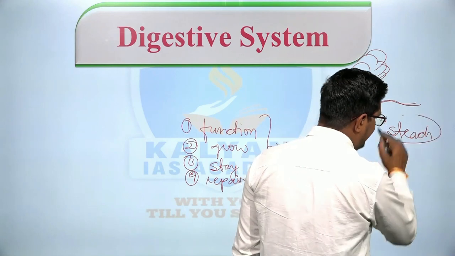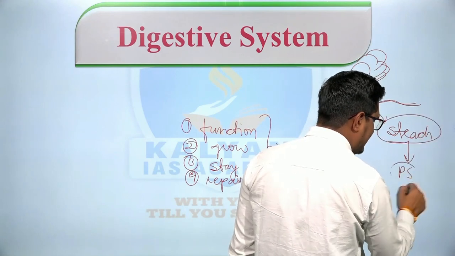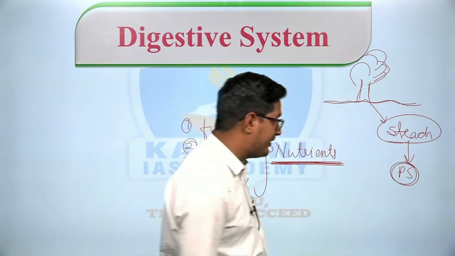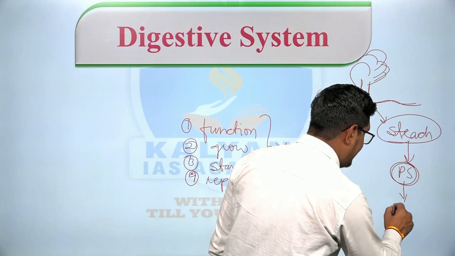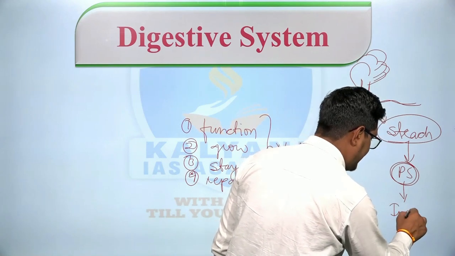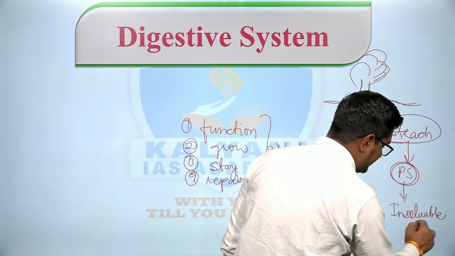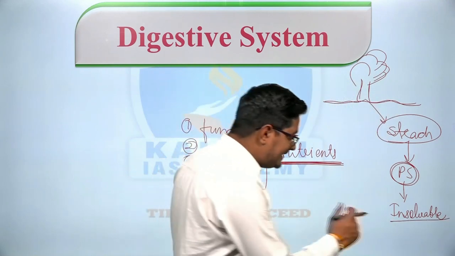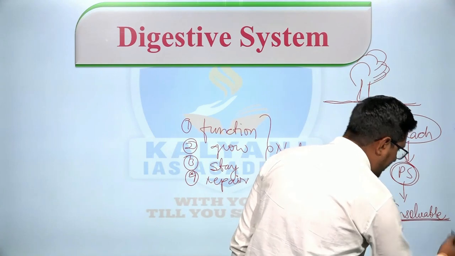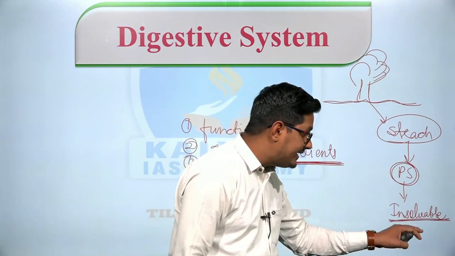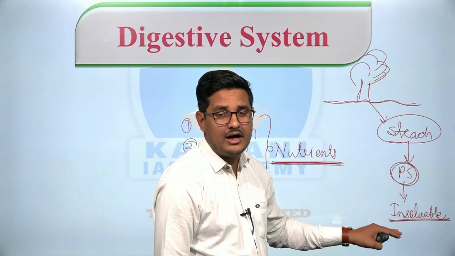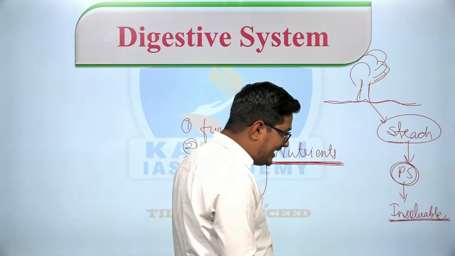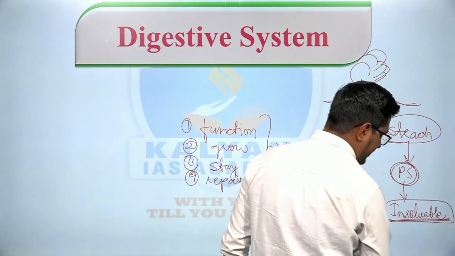And these plants synthesize their food and store it in the form of starch, right? Now starch is a polysaccharide. What is a polysaccharide? Polysaccharides are those carbohydrates which are water insoluble. So these are water insoluble particles, and if these are water insoluble particles, therefore these particles cannot be absorbed by the human body and cannot be assimilated. Therefore, digestion is required, right?